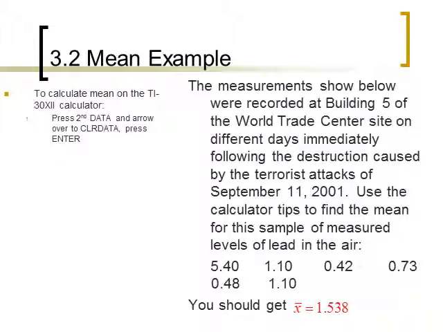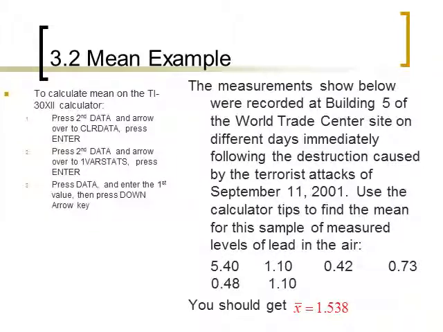First, press Second Data, right arrow to underline Clear Data, then press the Enter, which is the equals button. Now press Second Data once more, arrow over to 1var stats, and press Enter, or the equals button. Now you are in stat mode, and you will see on your home screen of the calculator the word Stat.